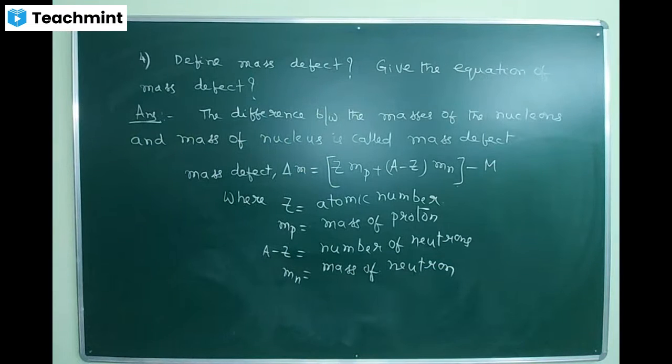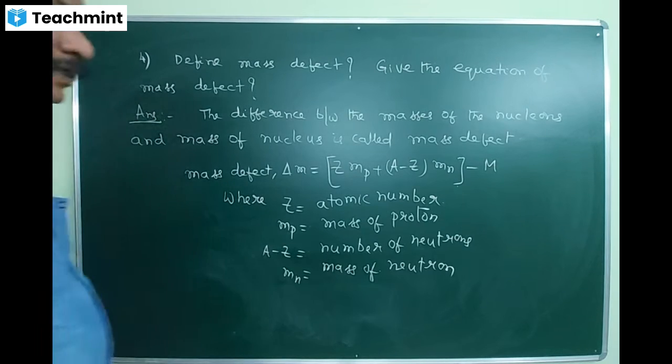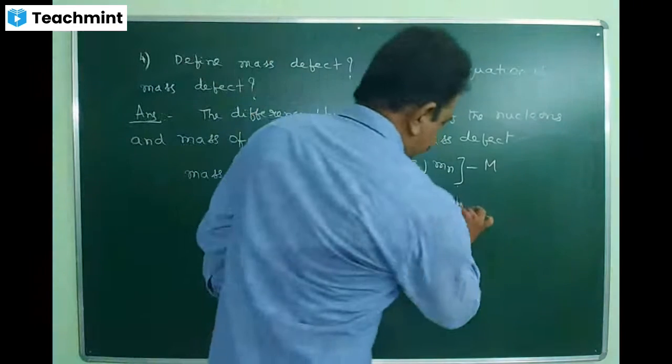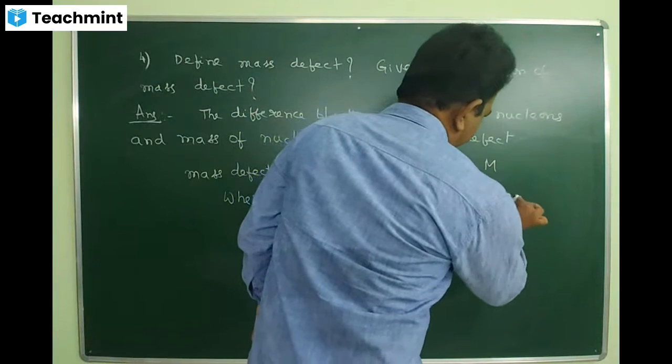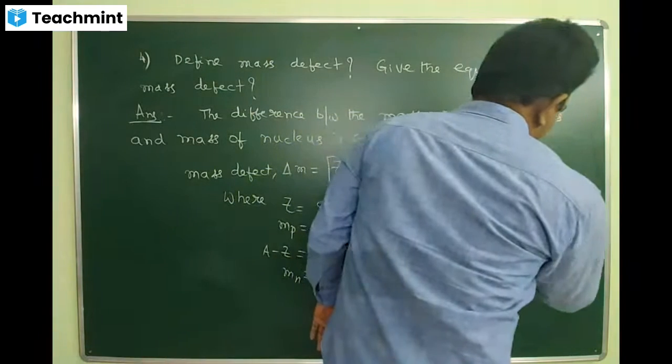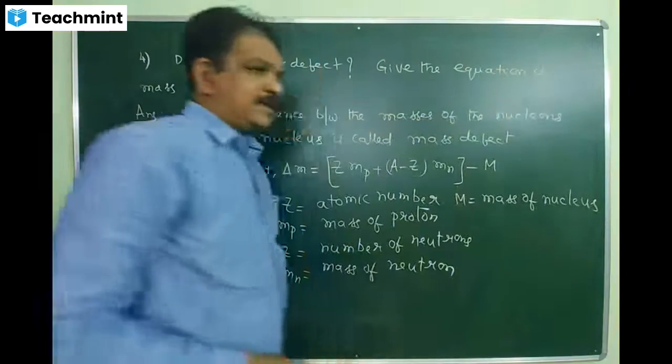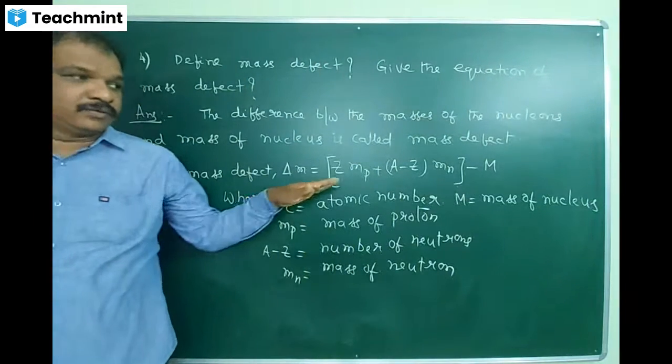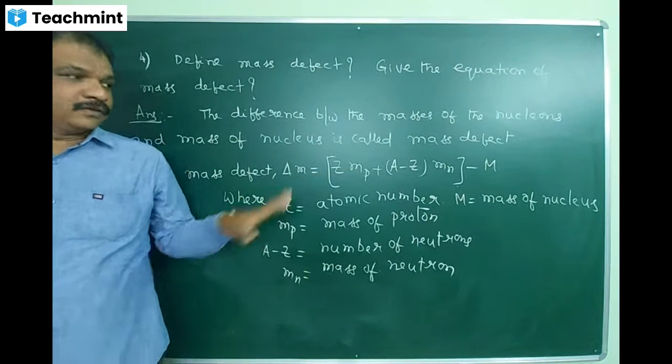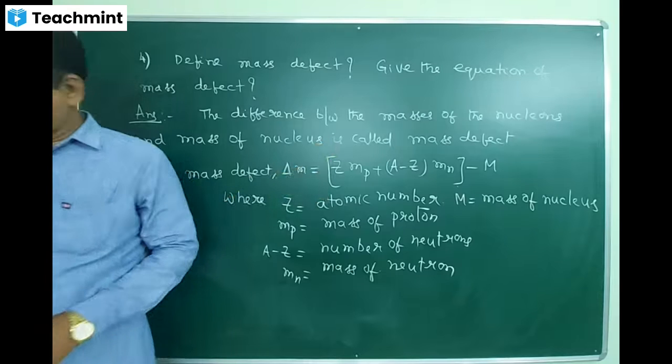Z is equal to atomic number. Mp is equal to mass of proton. A minus Z is equal to number of neutrons. Mn is equal to mass of neutron. Next, capital M is there. Capital M is equal to mass of nucleus. So, this is one question.